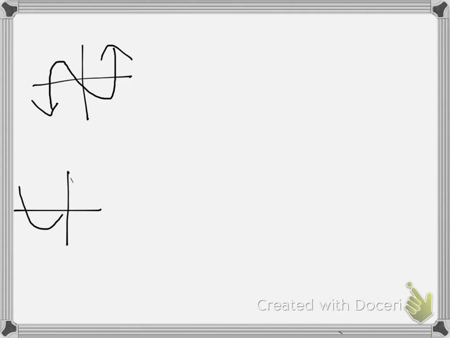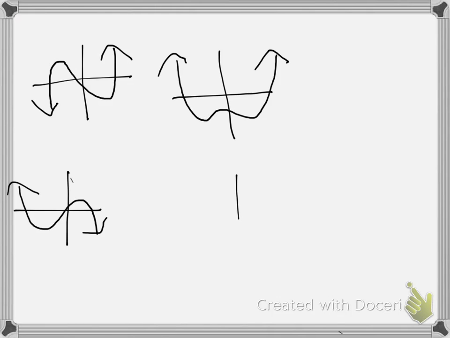Now we're going to talk about the different number of turning points in a graph. A linear graph looks like this. A quadratic looks like this. A cubic looks like this. And a quartic looks like this.